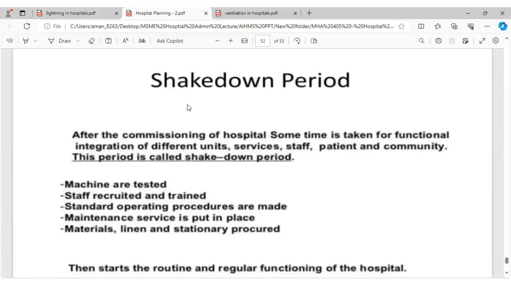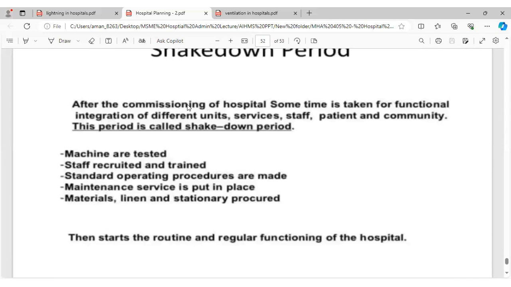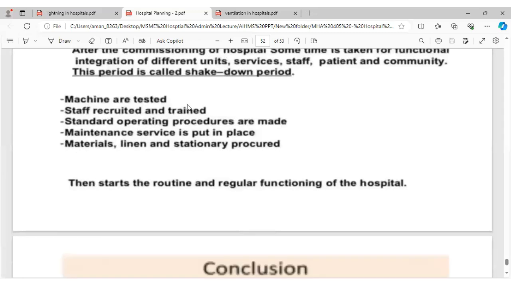The shakedown period: after the commissioning of the hospital, some time is taken for the functional integration of different units, services, staff, patients, and community. This period is called the shakedown period. Machines are tested, staff recruited and trained, standard operating procedures are made, maintenance service is put in place, and materials, linen, and stationery procured. Then start the routine and regular functioning of the hospital.